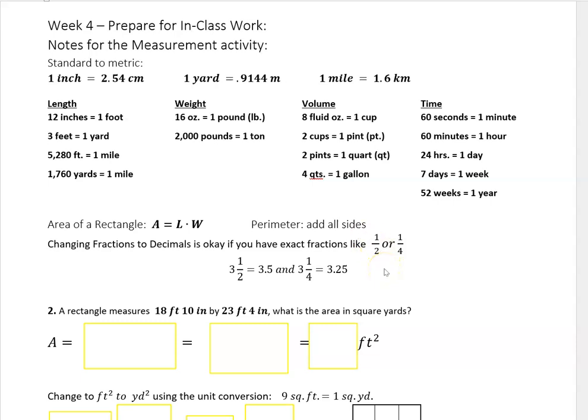You want to be careful when you're working with decimals and fractions that you don't always just change your fractions to decimals. When it's okay is if you have an exact fraction like 1/2 or 1/4, because 3 1/2 is exactly 3.5 and 3 1/4 is exactly 3.25. But you don't want to change if you have 1/3, for instance, because 1/3 is 0.333. So you're going from an exact fraction into an inexact decimal because you have to round that off somewhere. So be careful about that.